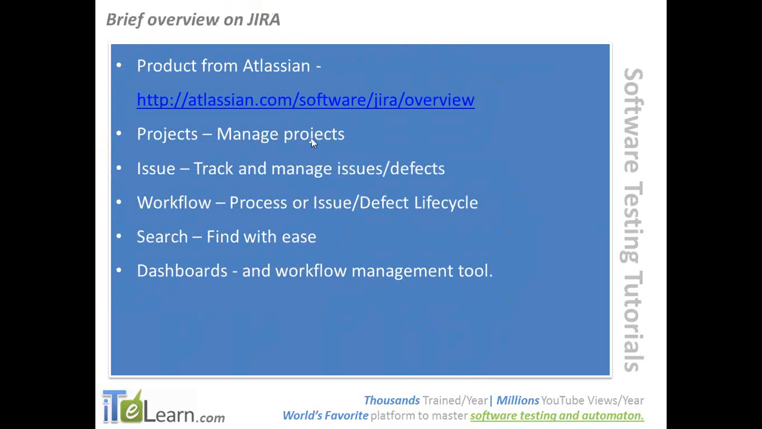So what is Jira? Jira is in fact a tool that comes from Atlassian. Atlassian is a company that has created this product called Jira. This product, Jira, is basically helping in these few aspects. Very important for you to know. It helps you manage projects effectively. It helps you track and manage issues or defects, and to be able to create a workflow.